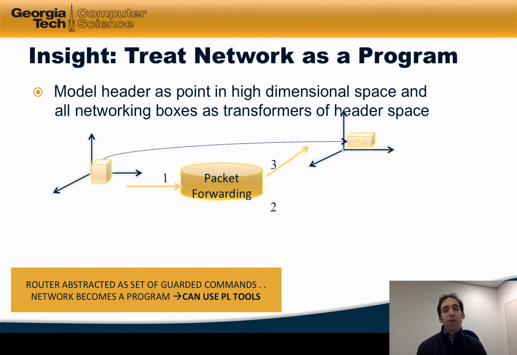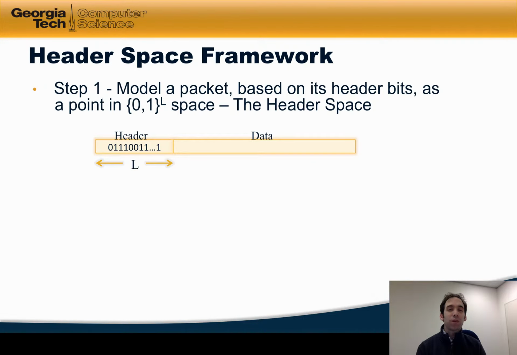As each router or packet forwarding element in the network can be abstracted as a set of guarded commands, the network then becomes a program, so we can use tools from programming languages to help verify the state of our network. Modeling a network in terms of header space has several steps. First, we can model a packet based on its header bits as simply a point in an L-dimensional space of zeros and ones. This is what we call the header space.